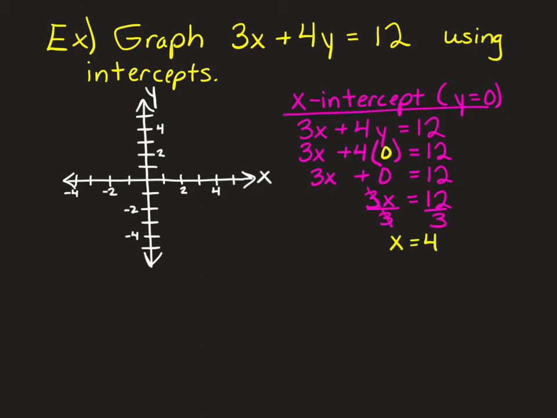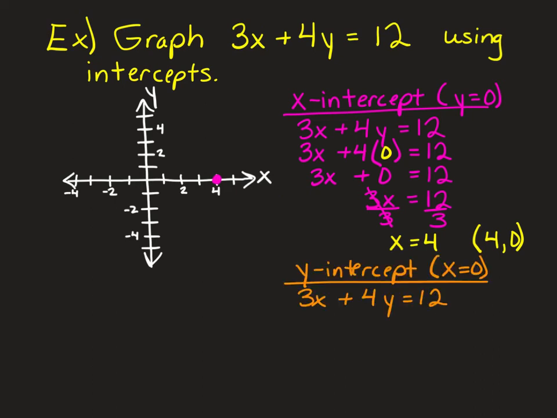Therefore, our x-intercept is where x is 4, y is 0. And we can plot that point on a graph, (4, 0). And notice that it's on the x-axis, which makes sense because it's the x-intercept, the point that the line intercepts the x-axis. Now we repeat the process for the y-intercept.